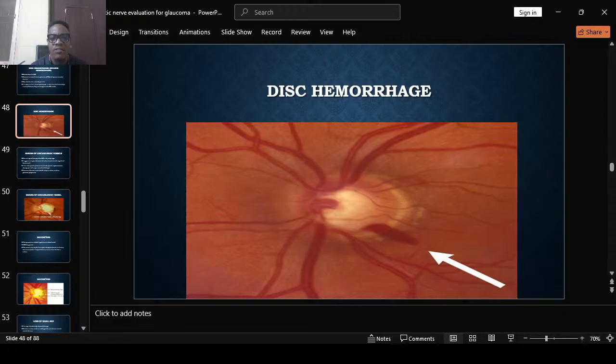This is what a disc hemorrhage looks like. You can see this is the disc and you see the hemorrhage somewhere here. Now this is a magnified image. It might not always be the presence of a disc hemorrhage.